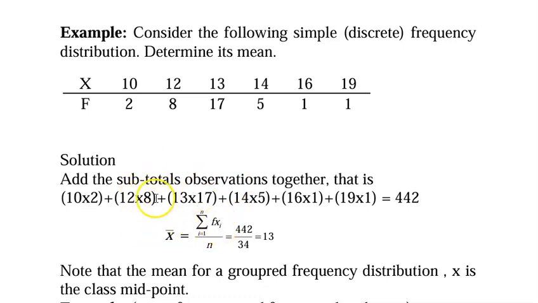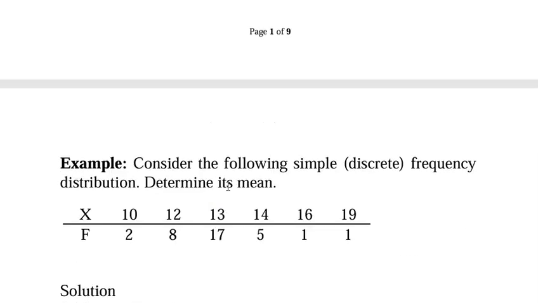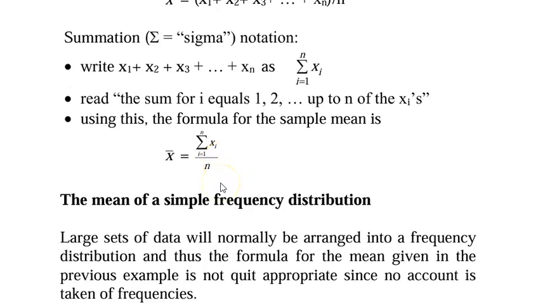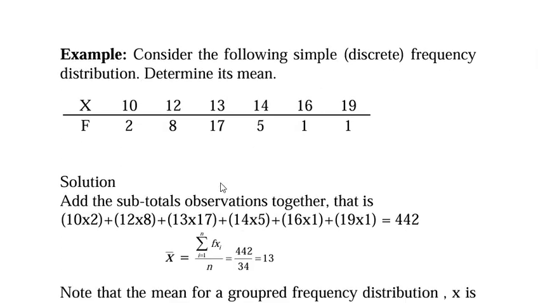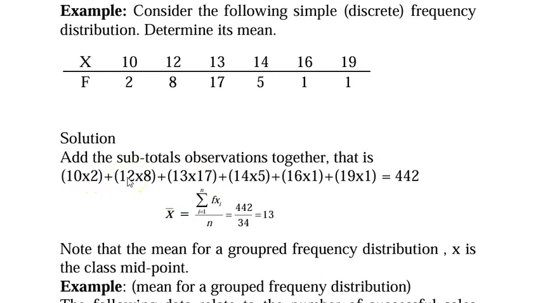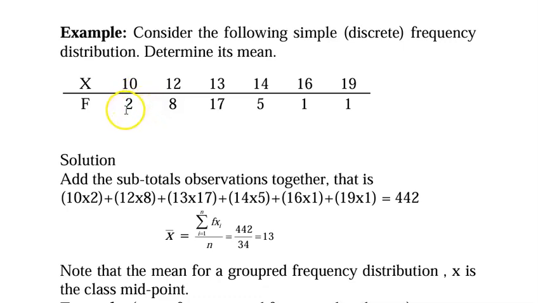So in this case, our mean will be equal to the sum of f of x over n. You see now the formula we have introduced is the f. In the previous one, the formula was just the sum of x over n. But when we're given a frequency distribution, it will be the sum of f of x over n. So f of x simply means we multiply the frequency by the x.